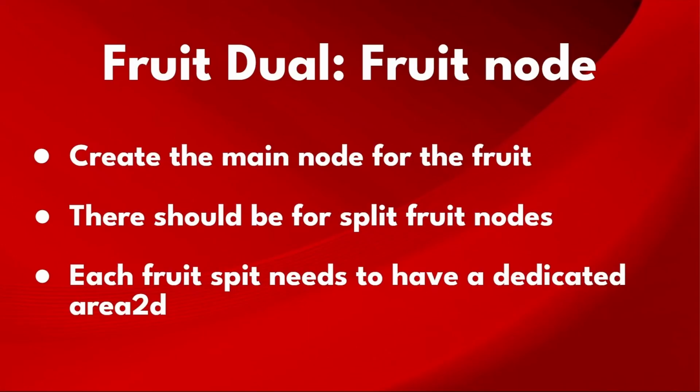All right, in this section, we're going to go ahead and create the fruit node. We're going to start off creating the main node for the fruit. Then we're going to go ahead and add all the different slices of fruit. There should be 4 overall. Each one of those slices is going to need its own area 2D. Now let's go ahead and jump right in.